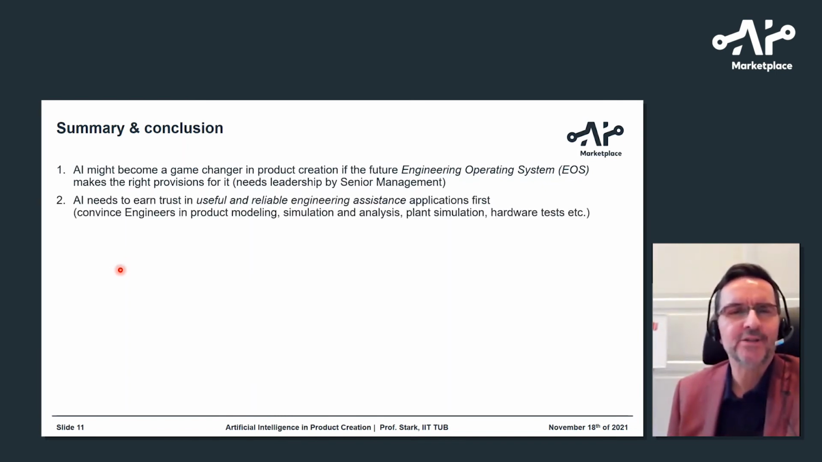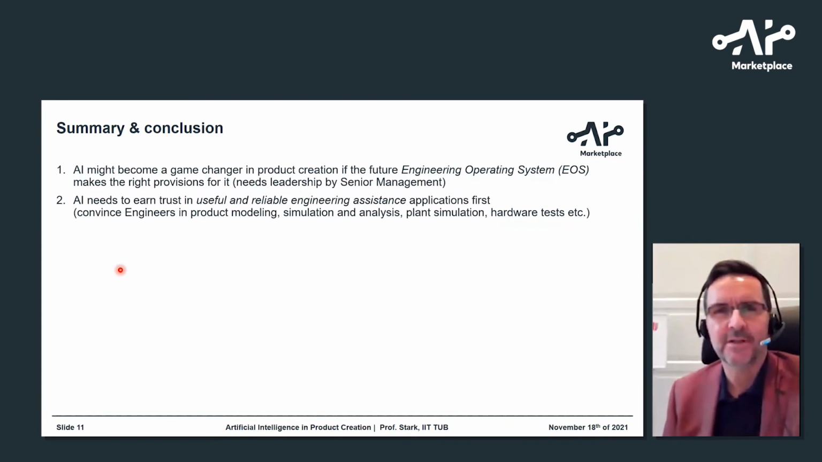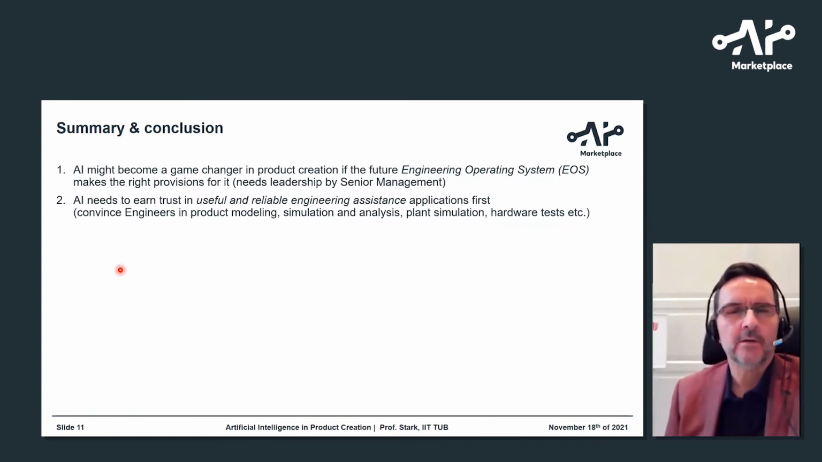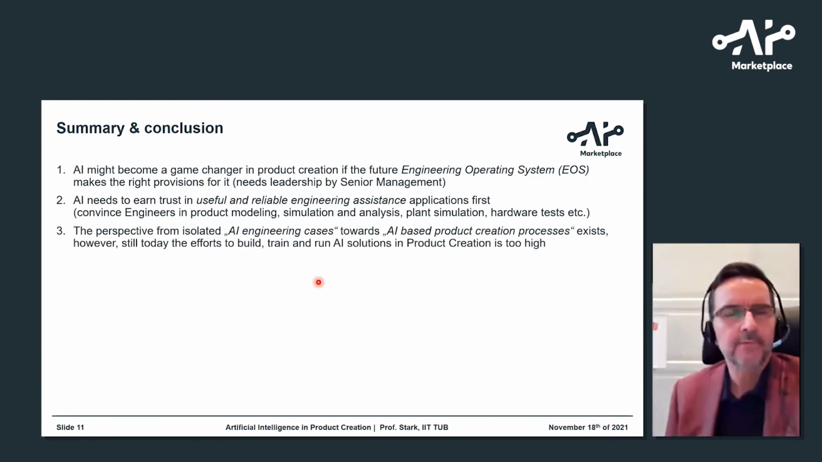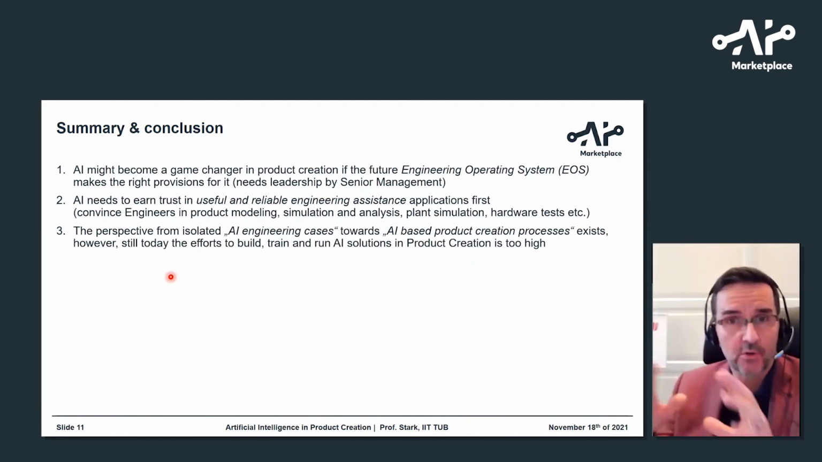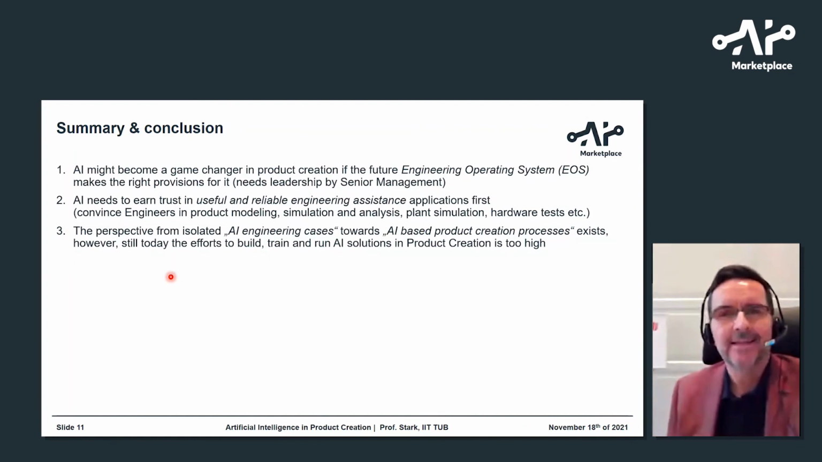The second, AI needs to earn trust. And this is something really serious. And the best way to do that is to use useful and reliable engineering assistants. That is why AI Marketplace looks exactly for those scenarios, so that we can convince engineers in different activities as they are outlined here. The third area is the perspective from isolated AI engineering cases towards AI-based product creation processes overall. If we can combine that, that's an interesting and striking idea.